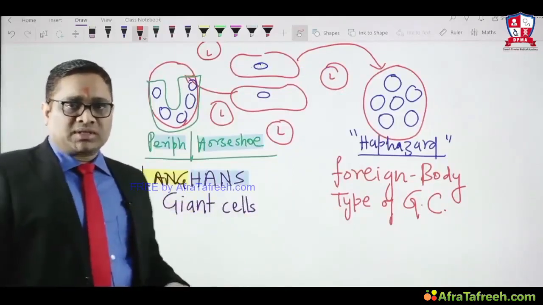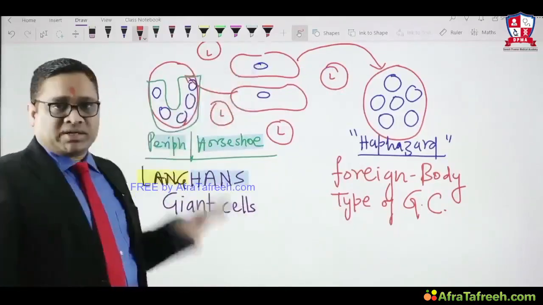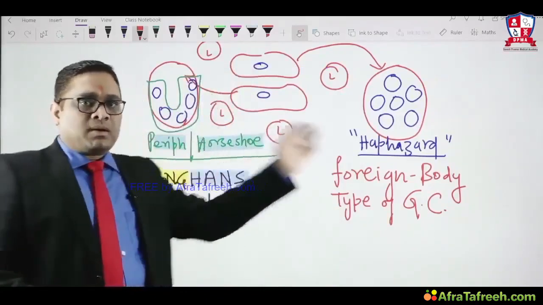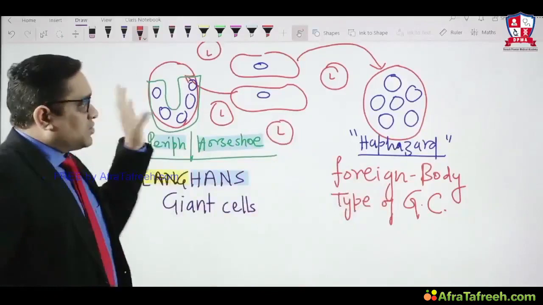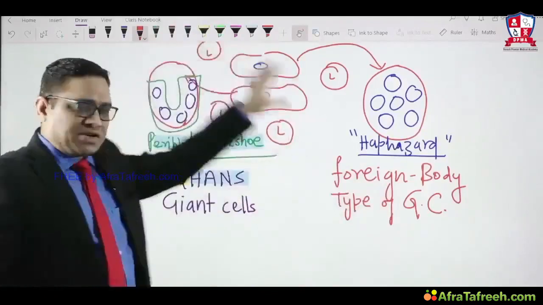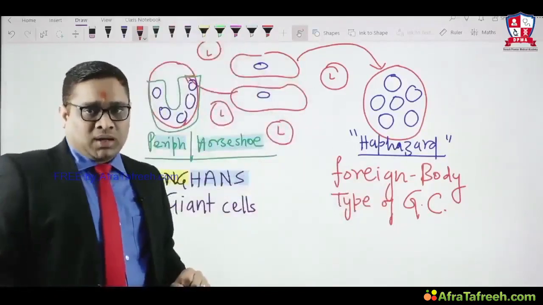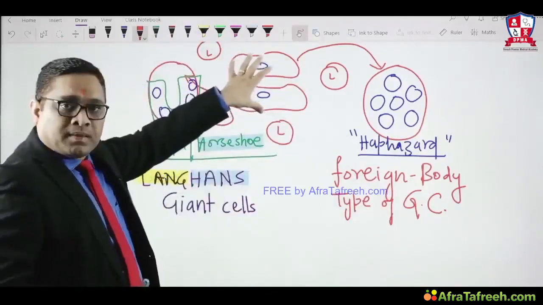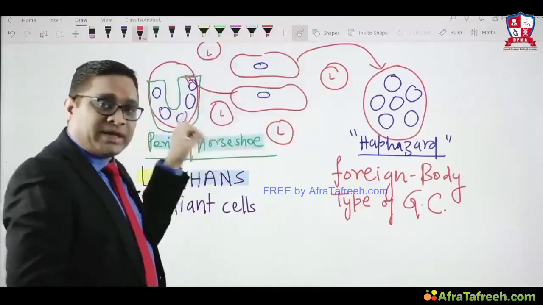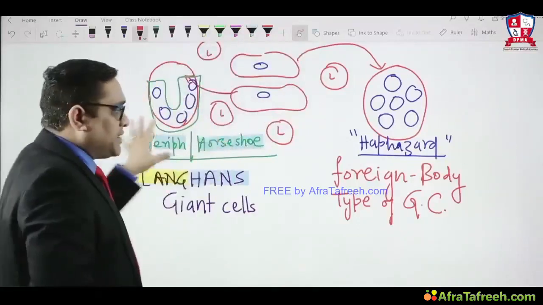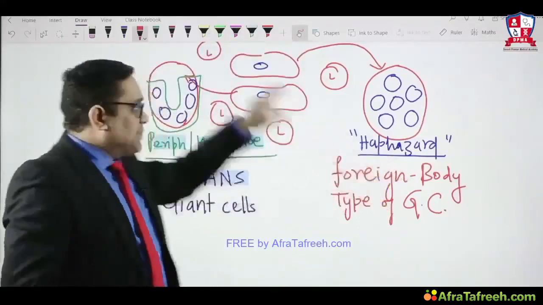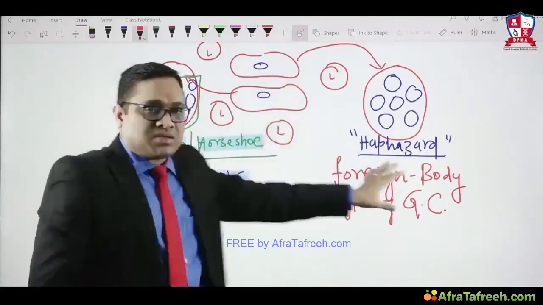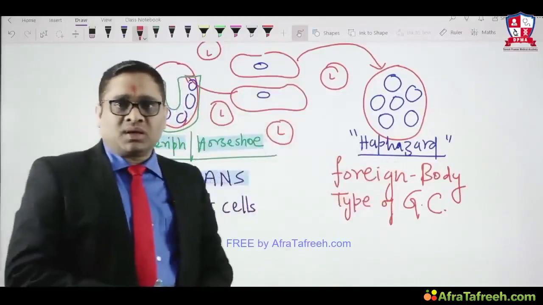These are multinucleated cells derived from epithelioid cells, because epithelioid cells fuse together to form multinucleated giant cells. So this is the ideal definition of granuloma. Granuloma is epithelioid cells in the center surrounded by a collar of lymphocytes, accompanied by giant cells. This is the complete definition of granuloma.